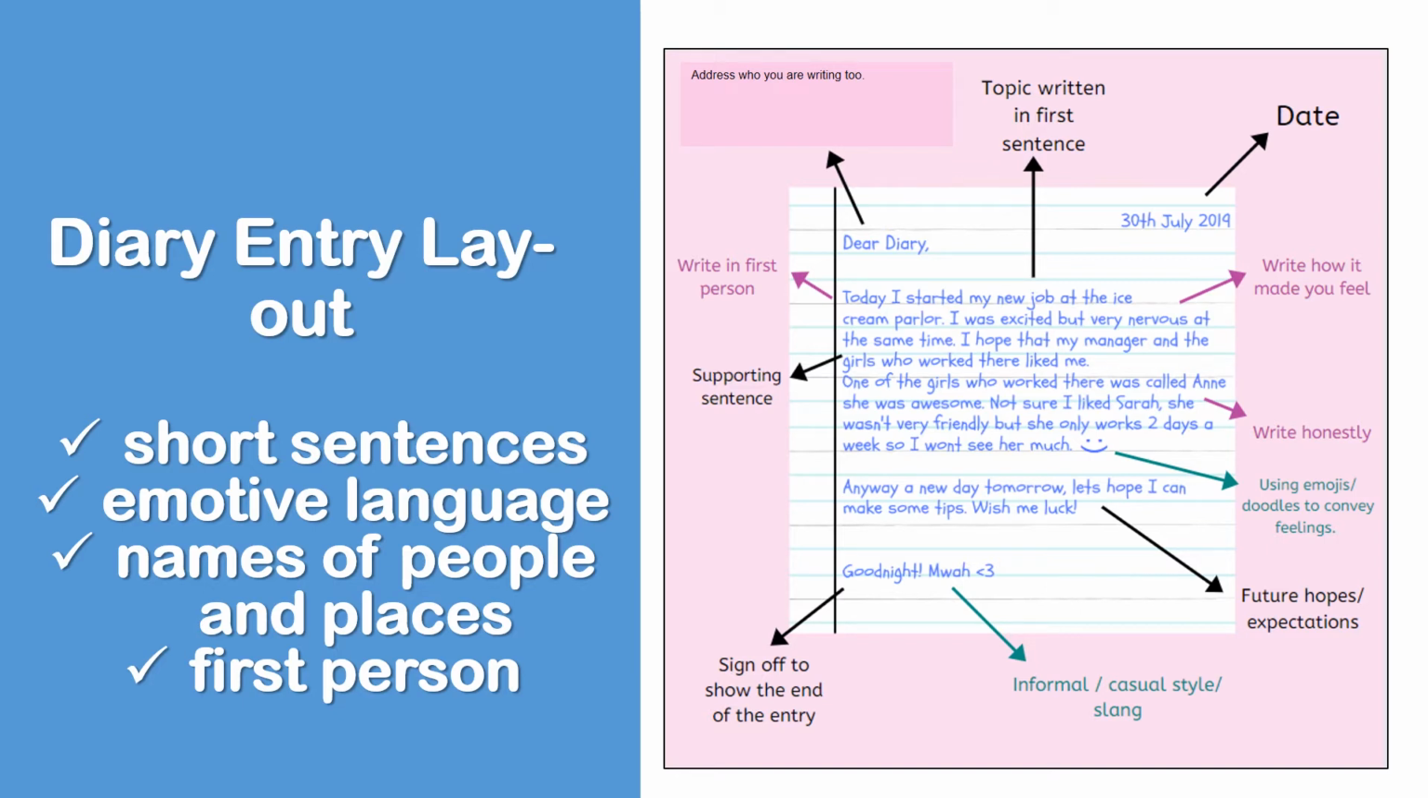Anyway, a new day tomorrow. Let's hope I can make some tips. Wish me luck. In your diary entry, you may also indicate your future hopes or expectations. And it's written quite informally or using a casual style. And then once you've finished your entry, you sign off by adding a good night, mwah, or you may add your name.